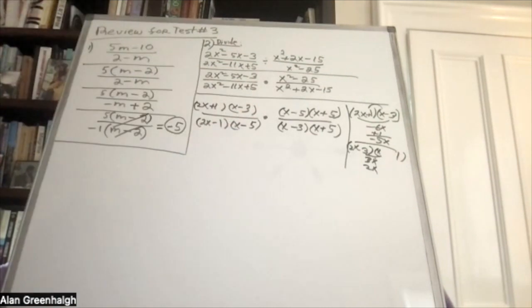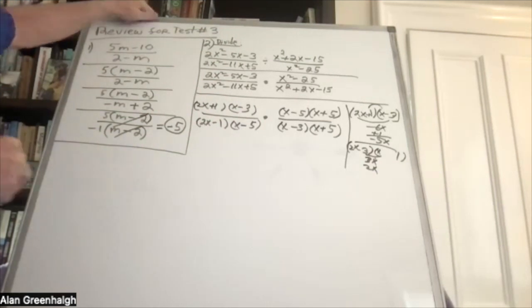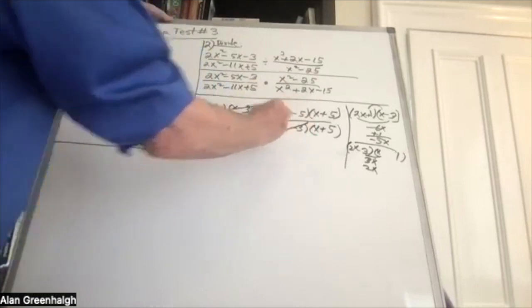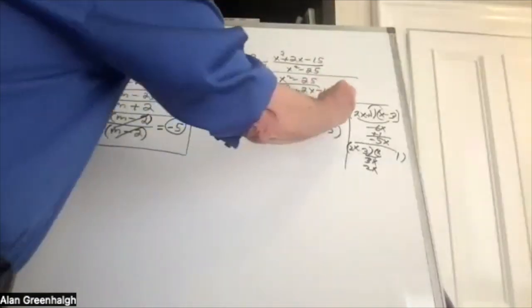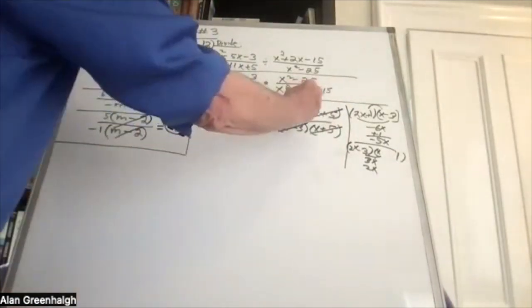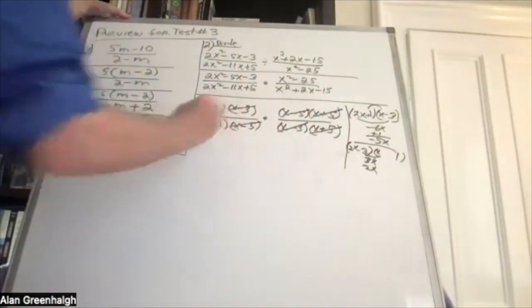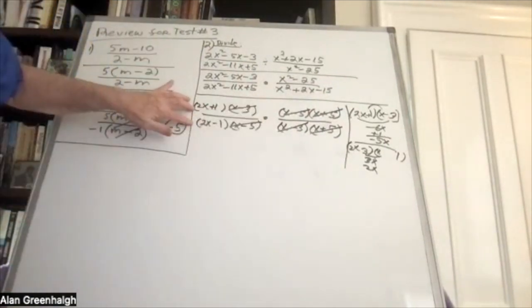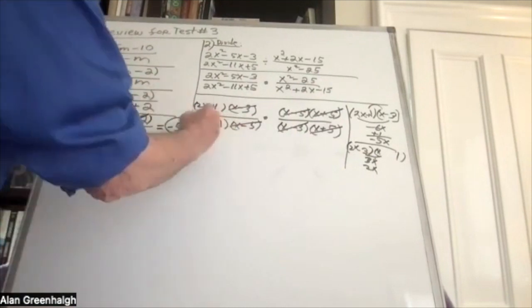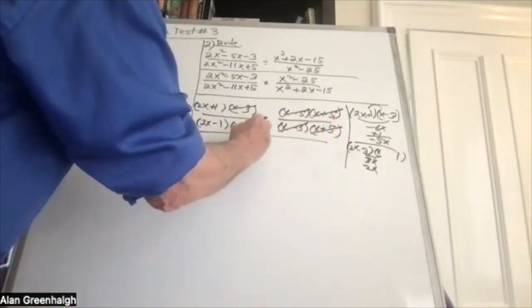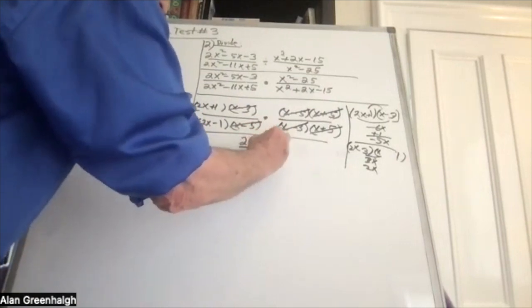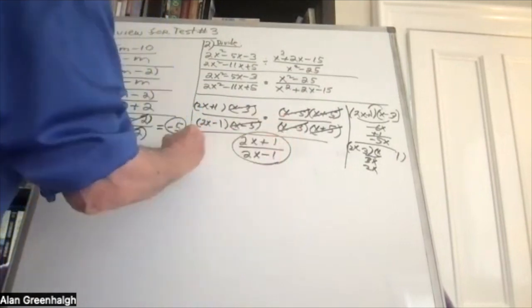Now you try to cancel out whatever you possibly can. So you can see that this cancels out with that. You could see that this cancels out with that. And you could see that this cancels out with that. This is close, but they're different. So this is now going to become 2x + 1 divided by 2x - 1. That's going to be the answer to the question.